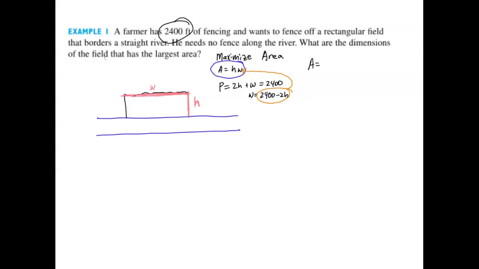And I'll get a new area function that's strictly in terms of h. So A equals h times (2,400 minus 2h), right? So that's the function I want to find the maximum of. First thing I would do is probably just distribute the h. Okay. Then I kind of want to think about what's the domain of h.